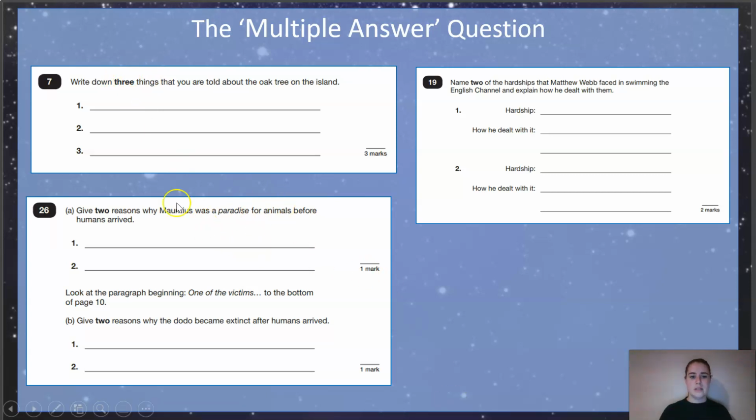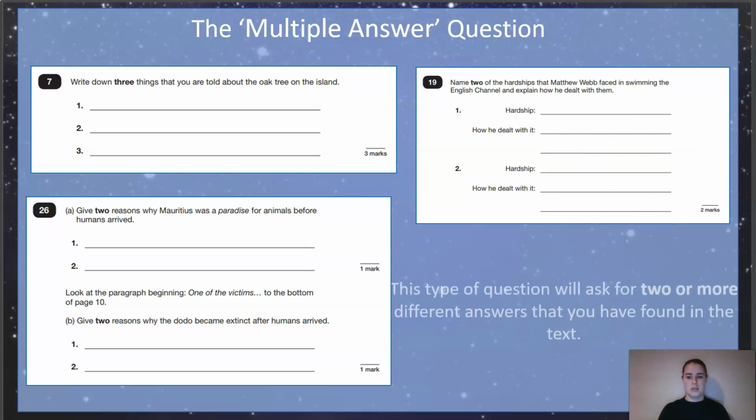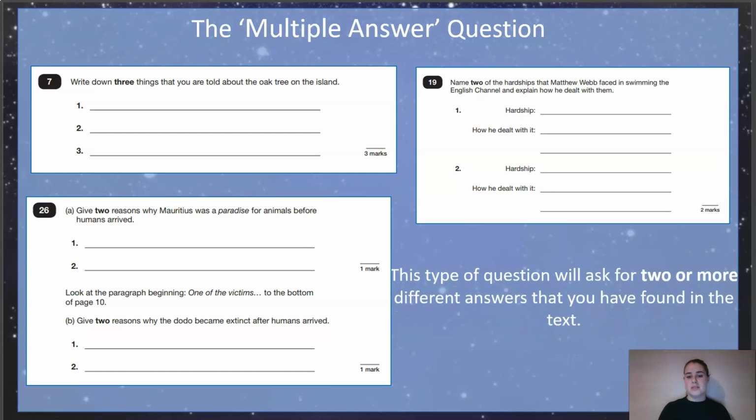Here you've got to give 2 reasons why Mauritius was a paradise, or give 2 reasons why the dodo became extinct. Here it directs you to where you need to find the answers in the text. You don't have to think, you don't have to know your general knowledge to know the answer to that question, you just find the evidence in the text. Same goes for this question here as well. You can see how there's different options for your answers. One way or another it's going to ask you for 2 or more responses.